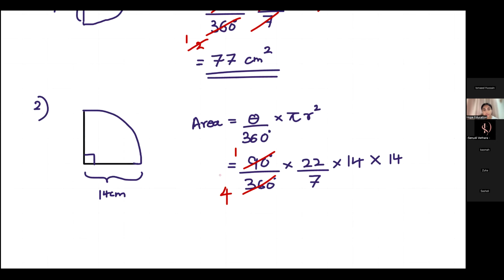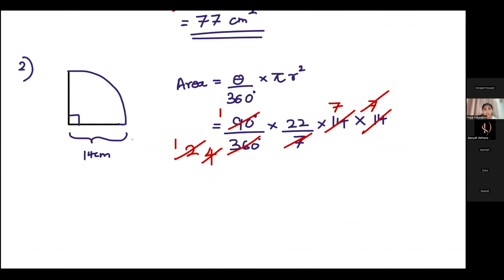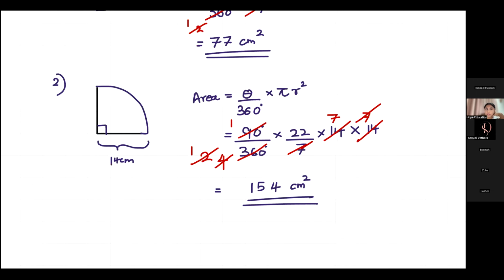2 times 2 is 4. 2 times 7 is 14. 7 and 7 cancel. 2 times 1 is 2. 2 times 7 is 14. And 7 multiplied by 22 we get: 7 times 2 is 14, 1 remaining, 7 times 2 is 14 plus 1, 15. We get 154 square centimeters. Is this clear? Thumbs up.